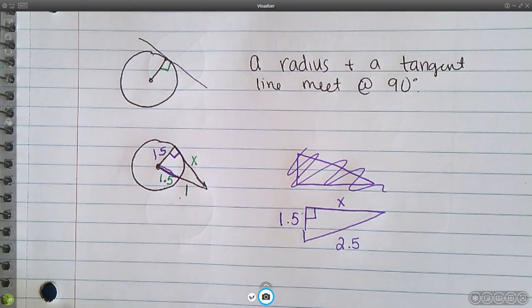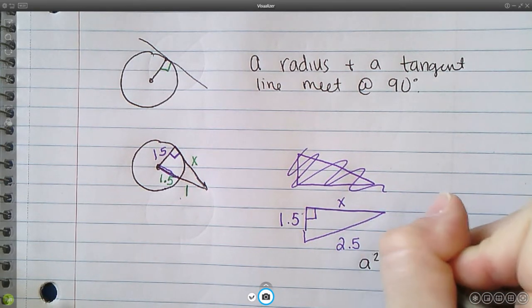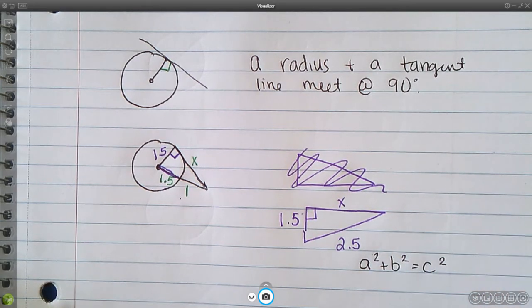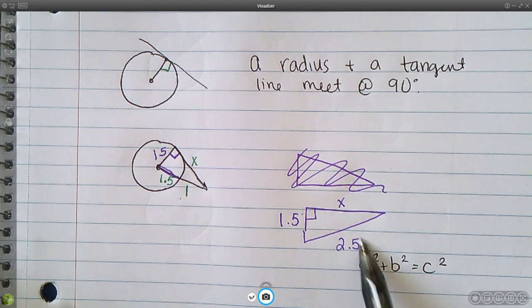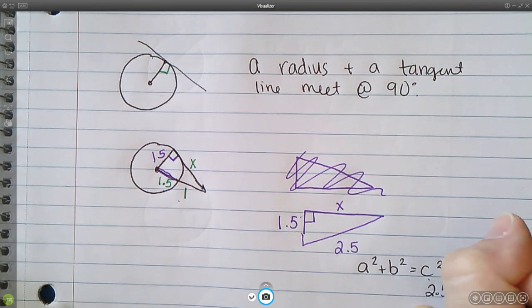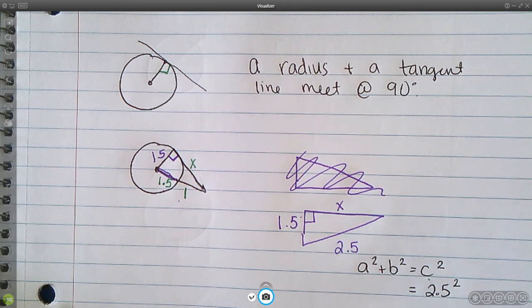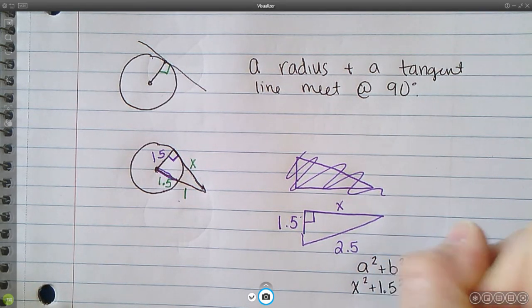Okay, so if you have a right triangle and you know two side lengths and you're trying to find the other side, you need to use the Pythagorean theorem. So you have a squared plus b squared equals c squared. When you're using the Pythagorean theorem, remember that the longest side, which is your hypotenuse, is always your c squared. So here we're going to have 2.5 squared, and then we can do x squared plus 1.5 squared.